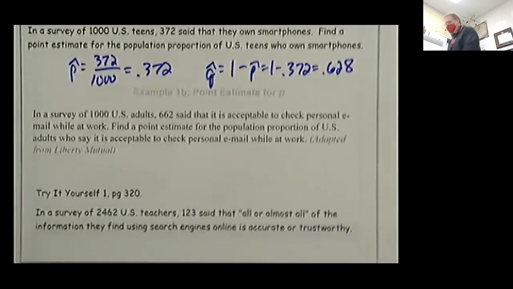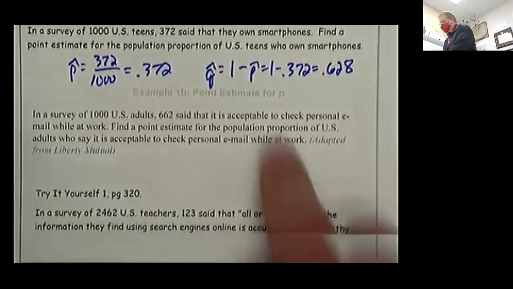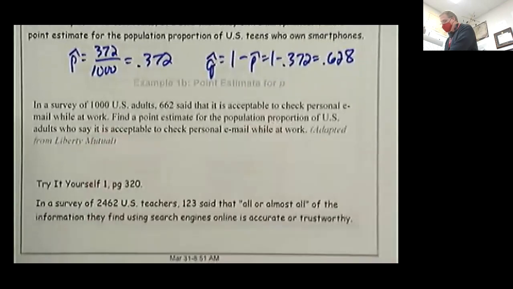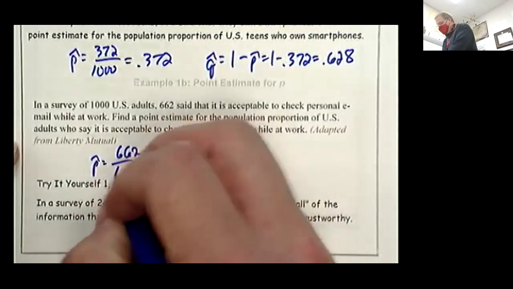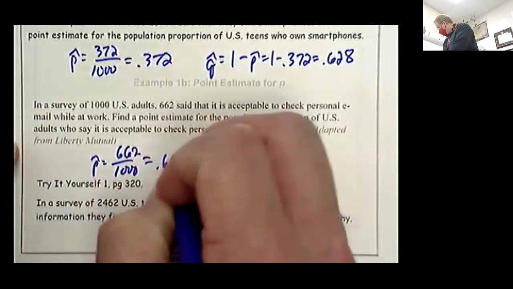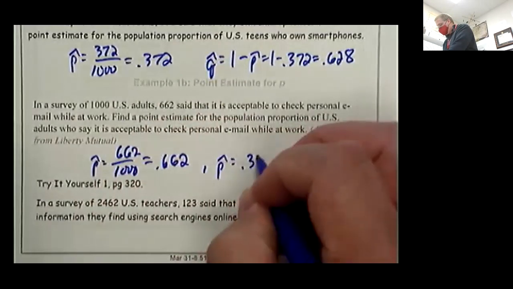Example 1B, point estimate. In a survey of 1,000 US adults, 662 said it is acceptable to check personal email while at work. Therefore, P hat would be 662 over 1,000, which is 0.662. Q hat then would be 1 minus that, which is 0.338.